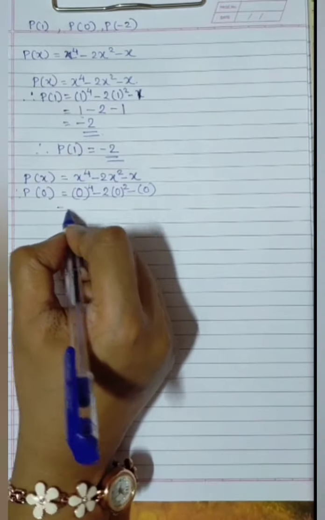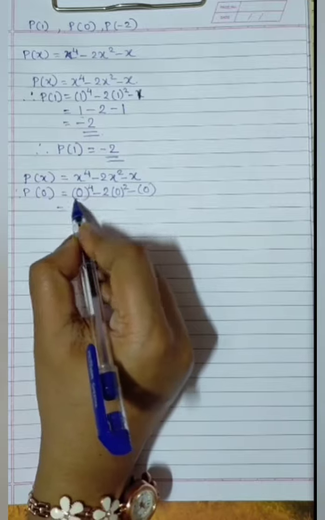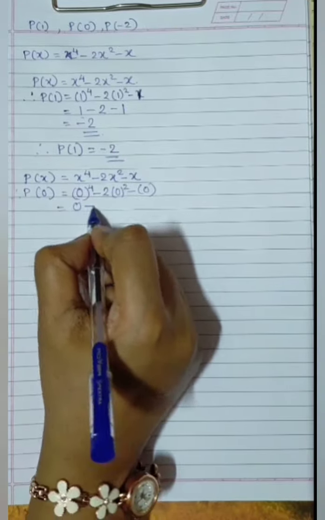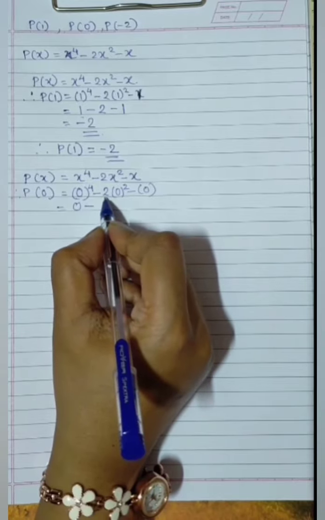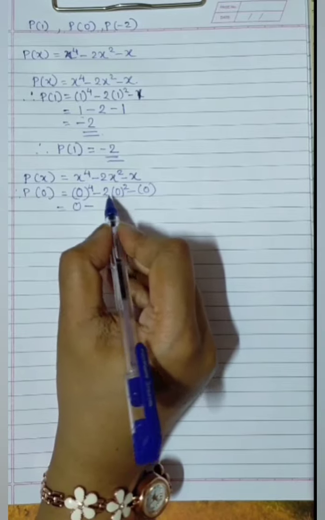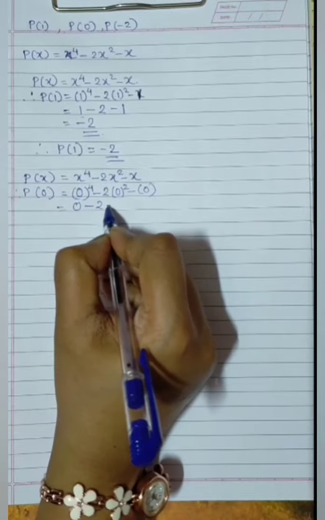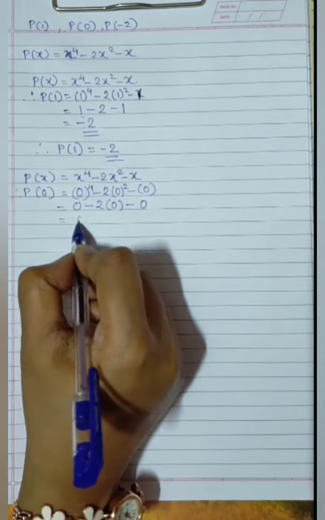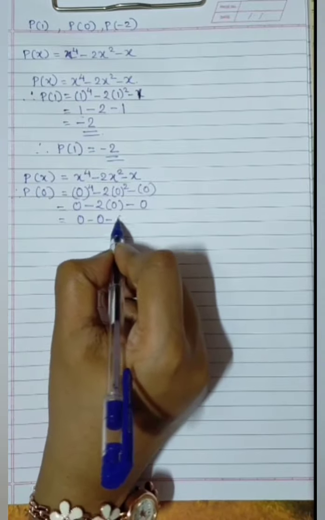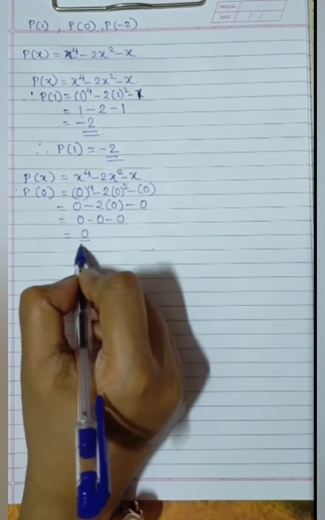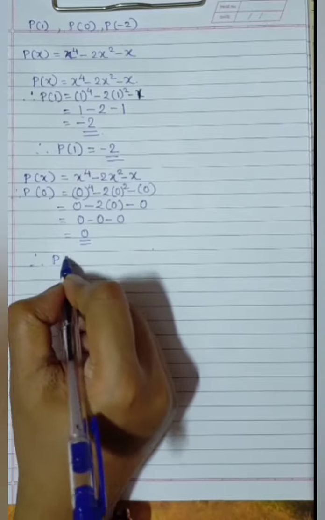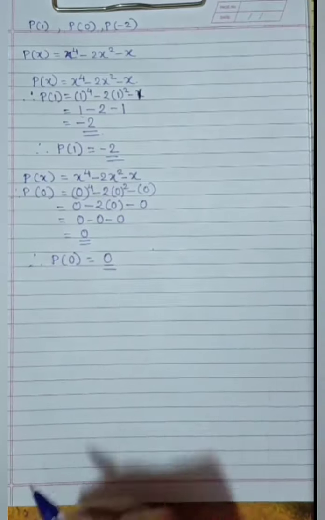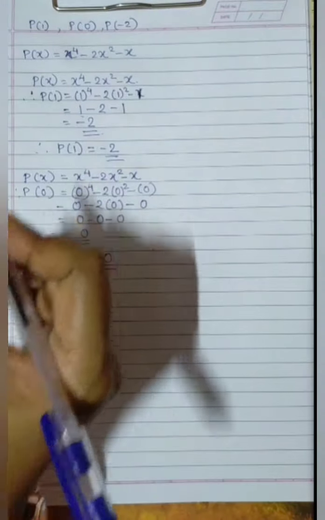Now again, 0 to the power 4 is nothing but 0 itself, then minus 2 into 0 squared. The square of 0 is 0 itself, again minus 0, and 0 minus 0 is 0 itself. So therefore P(0) is equal to 0 itself. I hope you are understanding.